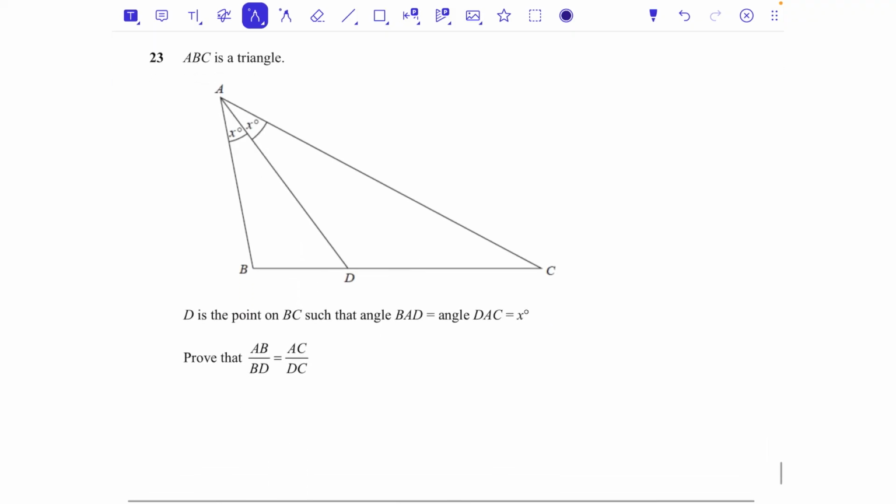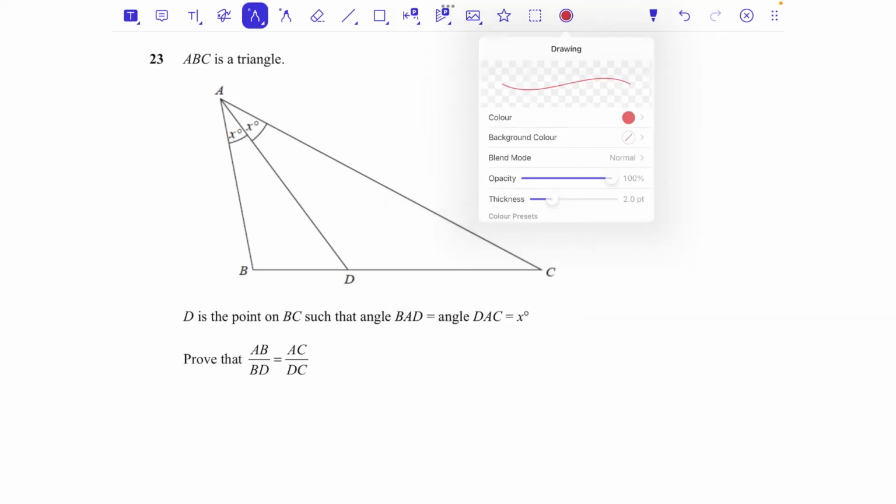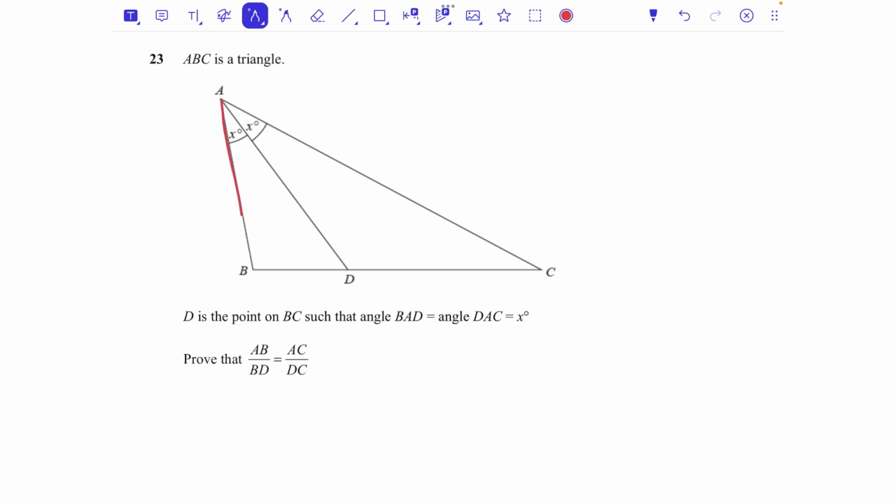Okay, question number 23. And this question is particularly difficult, okay? So what I'm going to do is start by going round this triangle in red, just to show you my working here. And I'm going to go around the other triangle in purple, why not? Just to show you that triangle there. So when I'm talking about the different triangles, I can just talk about those colours.